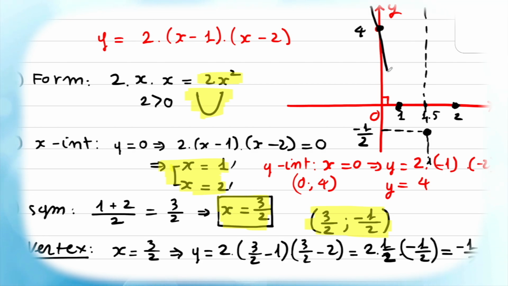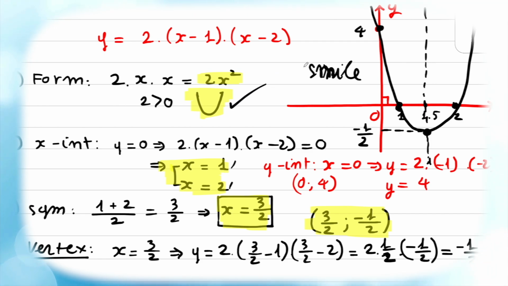Then you can combine all of them together and you get the smile form. Here is the smile that satisfies this information. Okay, this is not easy. Of course, this is not easy, so we need to practice it a lot.